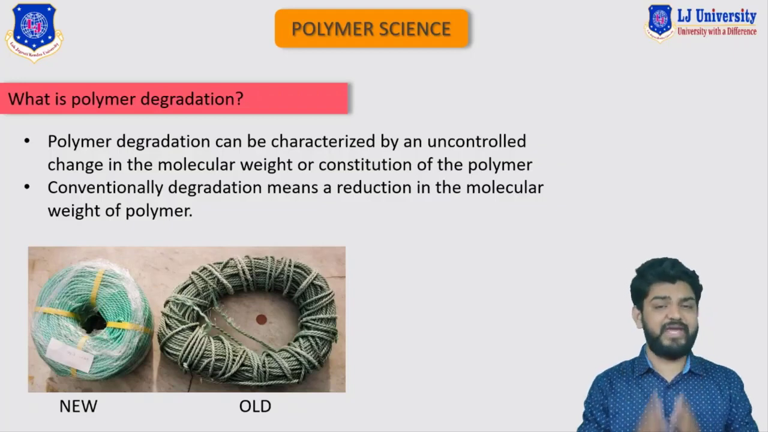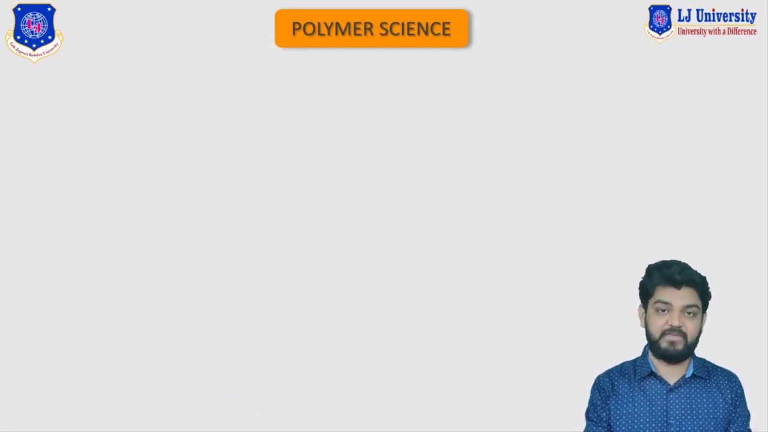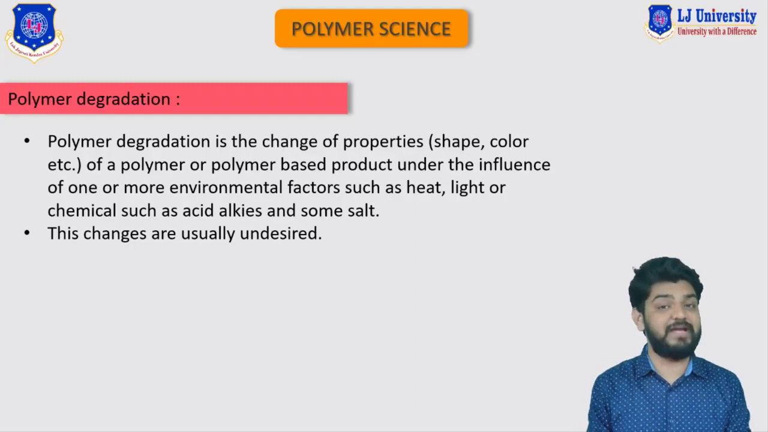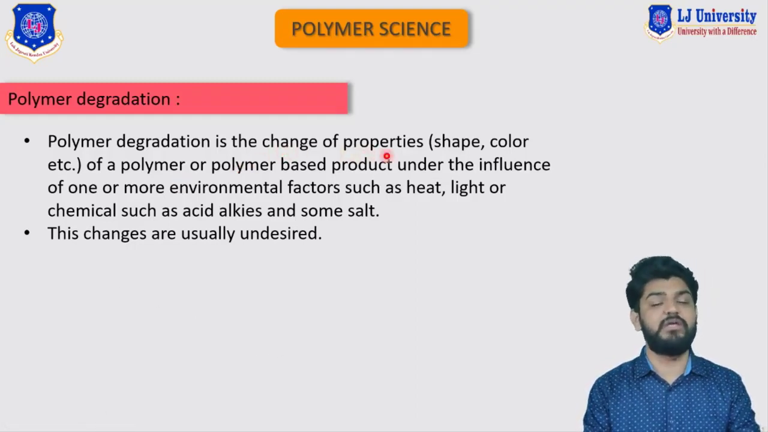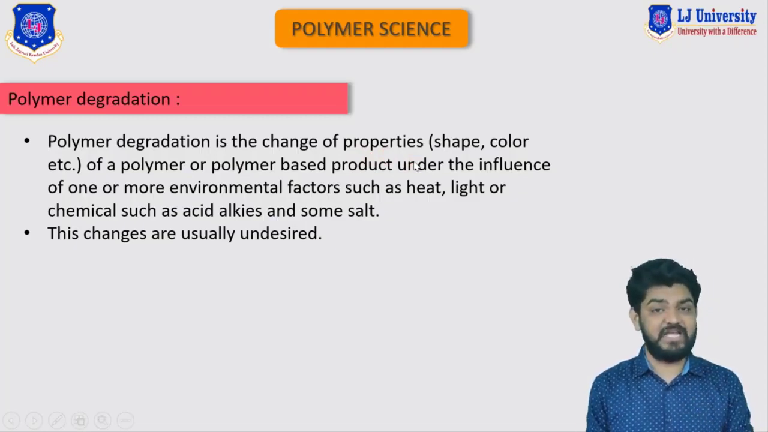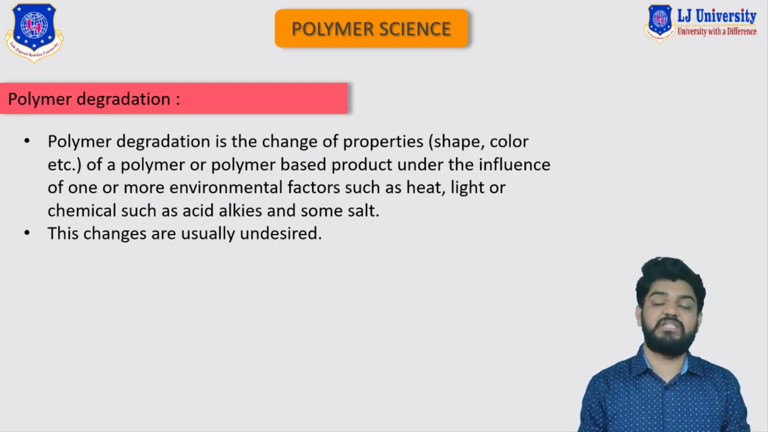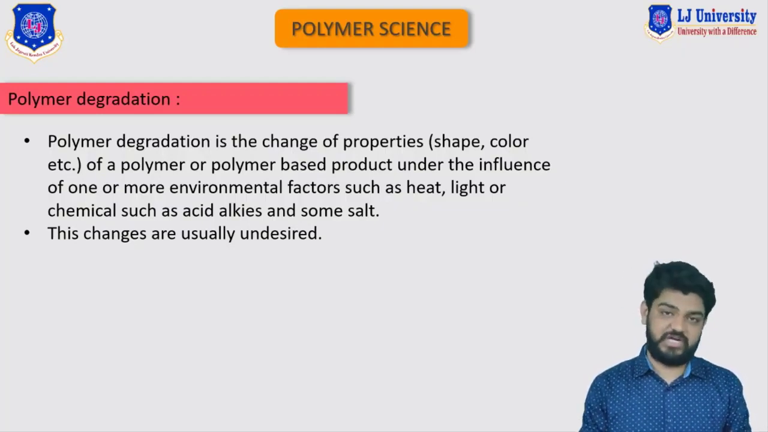So how can we identify that a particular polymer has undergone the degradation process? Now you can see that this is the complete definition of polymer degradation. Polymer degradation is the change in properties, right? So whenever we say there is degradation in the polymer, we mean that there is a change in its properties. Its properties can be shape, color, strength, etc.